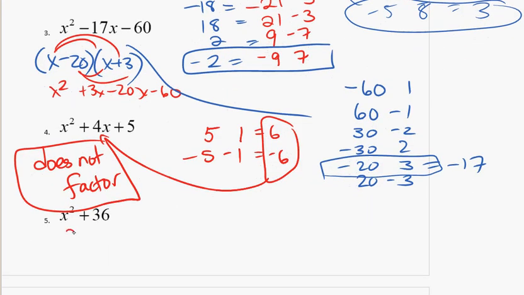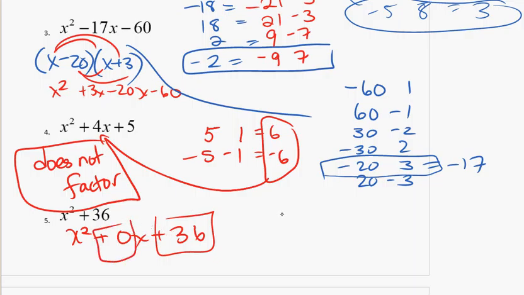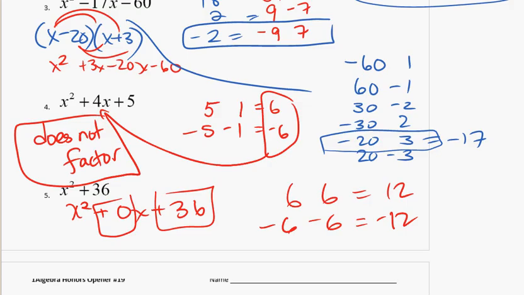Likewise, looking at this one, you can think of it as x squared plus 0x plus 36. And so now I'm looking for numbers that multiply to positive 36 and add to 0. Well, the closest I can get here is 6 and 6, or negative 6 and negative 6, but those add to 12 or negative 12. So that doesn't work out. I can't come up with any numbers that multiply to positive 36 that add to 0. Now, if this were a negative 36, then one of these would be negative, and so negative 6 and 6 would work in that case.